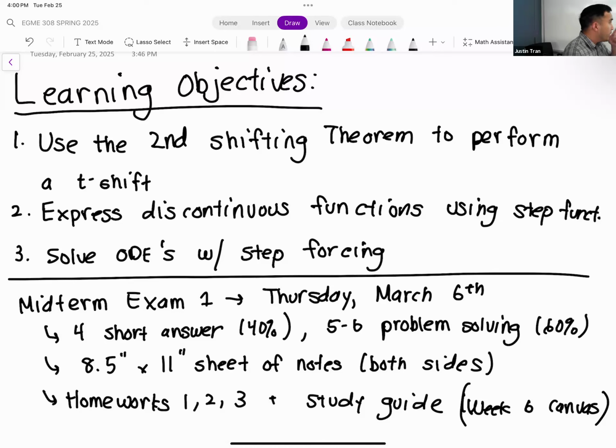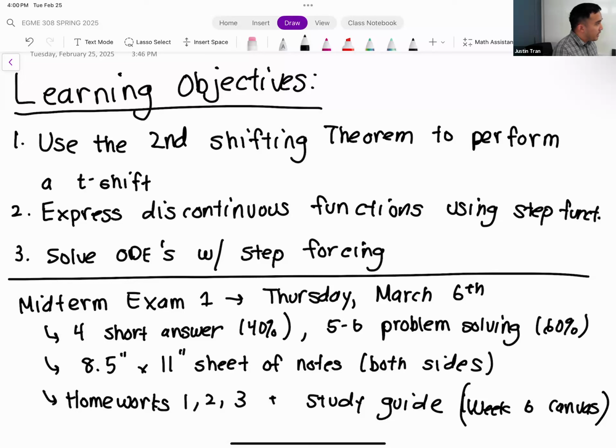First of all, the format of the exam. You can expect to see 4 short answer questions on the exam. Those are going to be conceptual questions that you're going to answer with maybe 2 or 3 sentences. Maybe I'll have you draw a picture or something. That's going to be worth 40% of the grade, very similar to how the homeworks are.